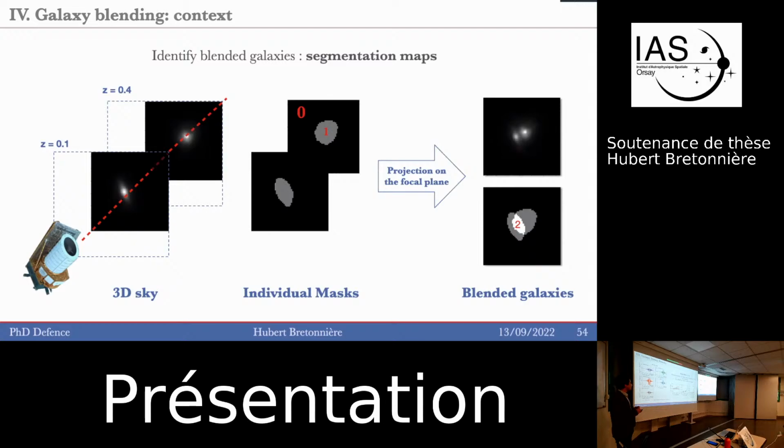A good way to identify this kind of galaxies is to look at their segmentation maps. So when you have those two galaxies at different redshift, if you had them separately, you could create what we call a mask, which in such an image we put all the pixels that belong to the background to 0, and all the pixels that belong to the galaxy to 1. And when you project the two galaxies in the focal plane, you will have this blending. And if you sum the masks, you clearly identify the blending region here. So this is what we will try to reproduce.